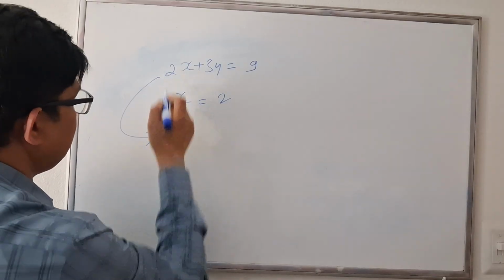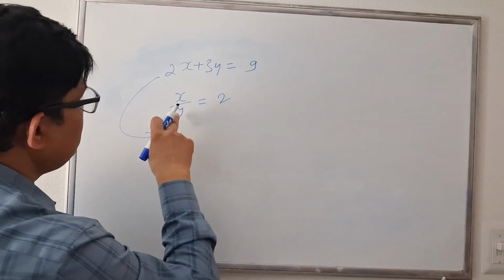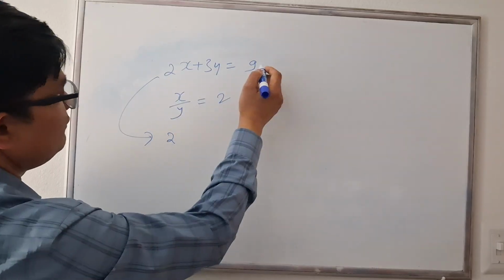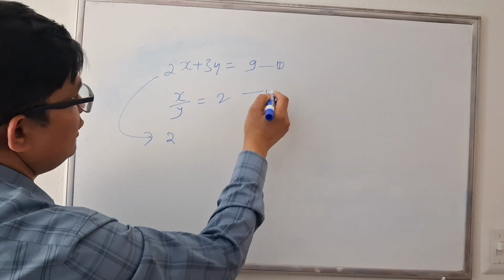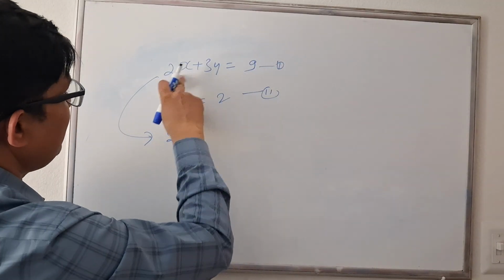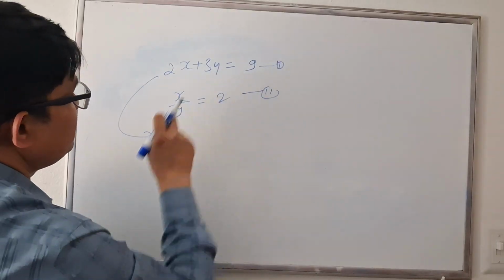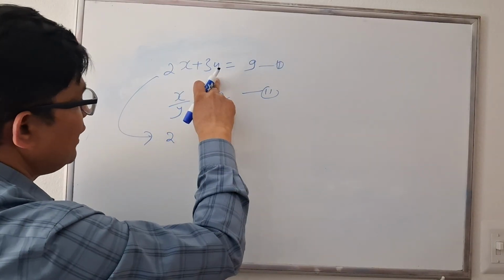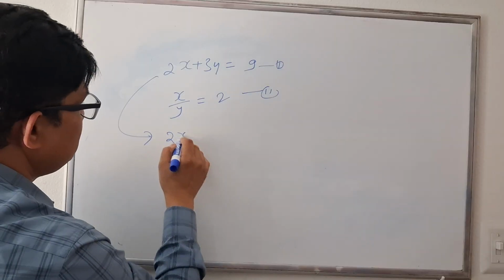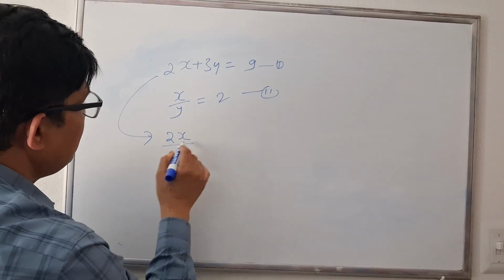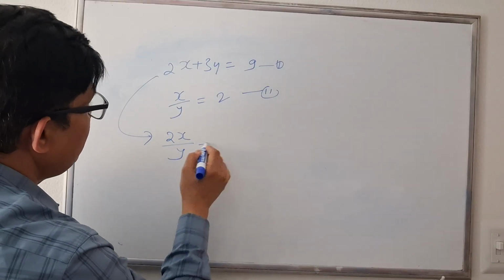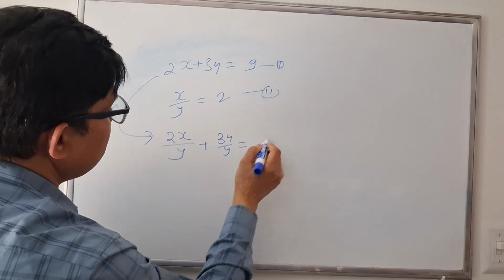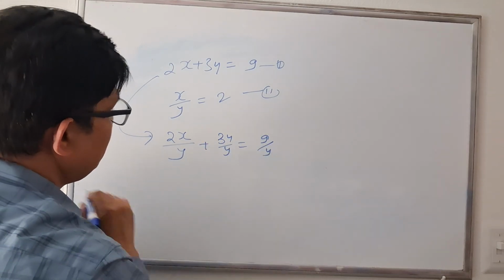So let's do this thing. So I have to divide by y. What I will do with this first equation, here we have x. If I divide the whole equation by y, then I will get here x by y. This y will be cancelled out. So dividing both sides by y, that will be 2x by y plus 3y by y is equal to 9 by y.